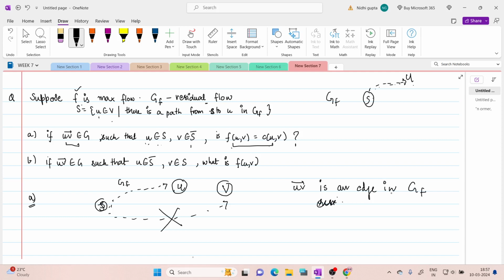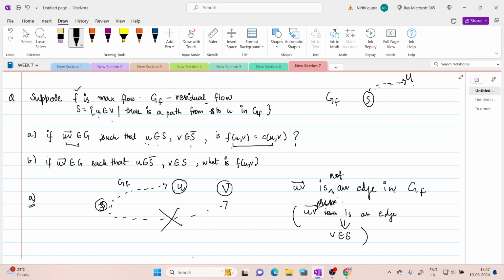Why? Because if there is a path from s to U, and there is an edge from U to V, then there will be a path from s to V also. So UV is not an edge in the residual graph. Because if UV were an edge in the residual graph, this would imply that V also belongs to S, which is a contradiction.